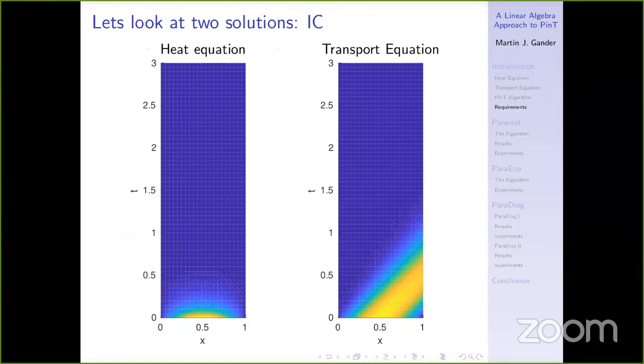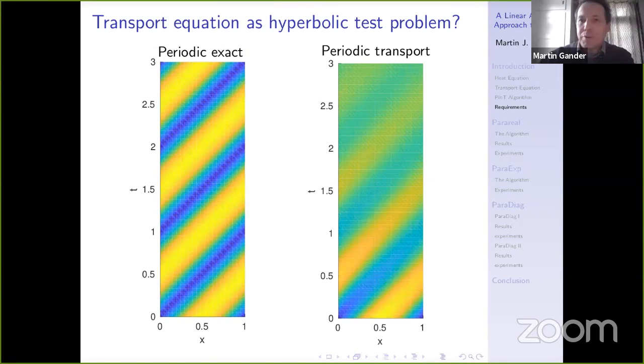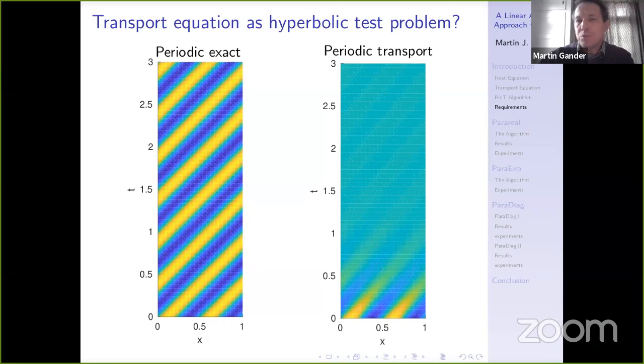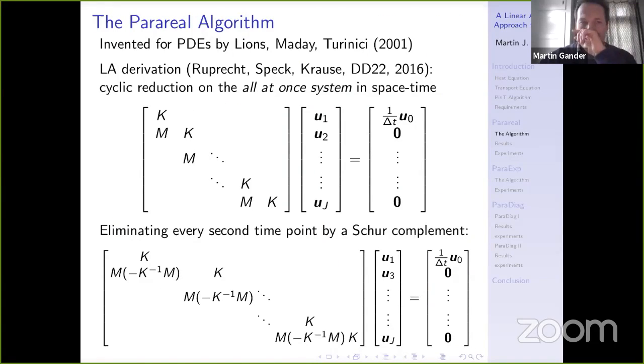Thank you very much. So now I will explain the three algorithms I want to explain in my talk. The first algorithm is the Parareal algorithm, and I will explain it purely at the linear algebra level using this all-at-once system in space-time. This first interpretation of Parareal I learned from Daniel Ruprecht in this linear algebra setting. The algorithm itself was invented by Lions, Maday, and Turinici in 2001 at the PDE level, so no matrices.